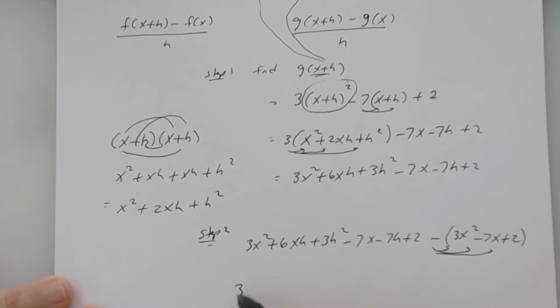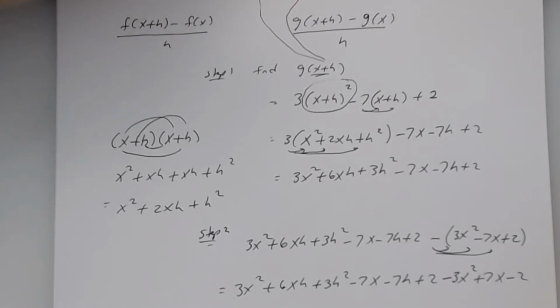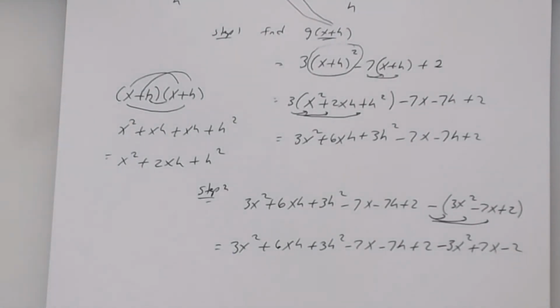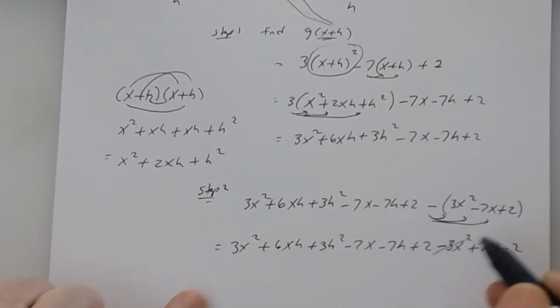So it becomes 3x squared plus 6xh plus 3h squared minus 7x minus 7h plus 2. And then all this becomes what? Negative 3x squared plus 7x minus 2. Now it's at this point that the terms that don't have an h in it better cancel out.